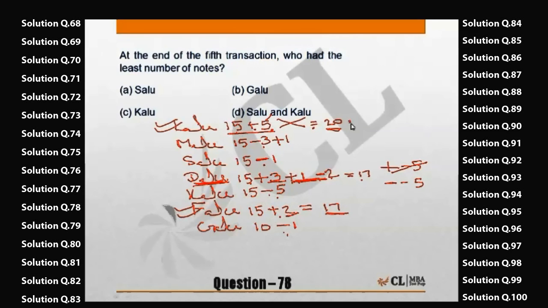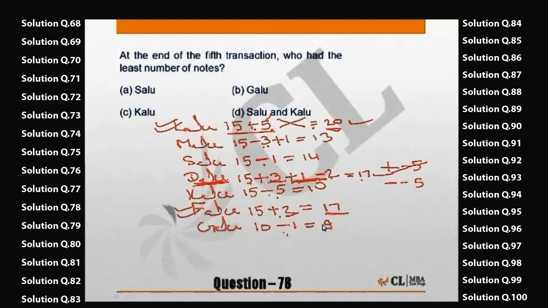So now we have all the final scores. The final score of Lalu, 20. Of Malu, 15 minus 3, 12 plus 1, 13. For Salu, it would be 15 minus 1, 14. For Dalu, we already know 17. For Kalu, that is 10. For Falu, that is 17. This also we already knew. And for Galu, this is 9.